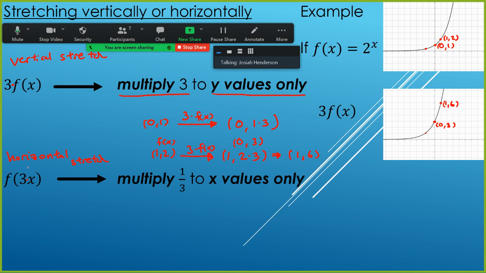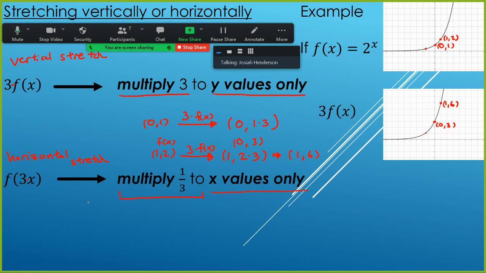But those same ideas apply to this. Horizontal, we just talked about this with the last Edmentum example. If it's in the parentheses, that's our clue. It's a horizontal transformation. And we do the opposite of what it looks like. So if you see a number like 3 multiplied to the x in the parentheses, then that means we're multiplying not 3, but the reciprocal, 1 over 3, to the x values only.